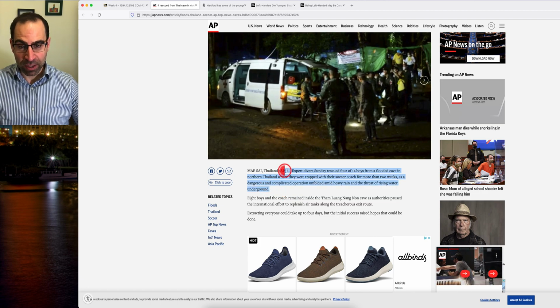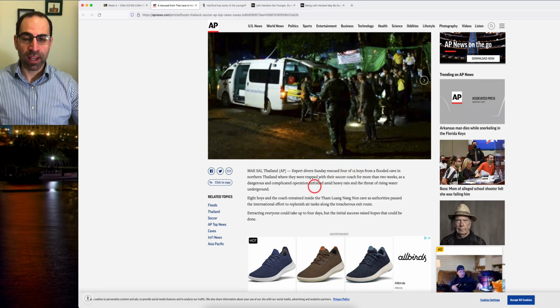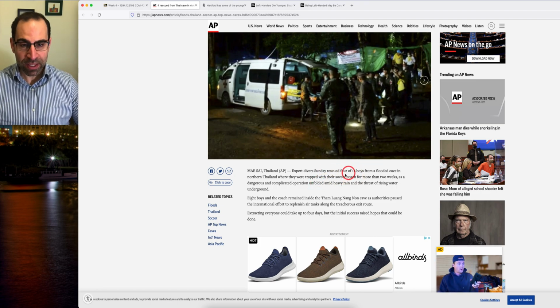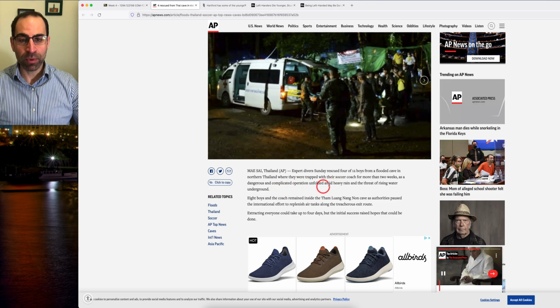Now, I understand that is a long sentence, but let's take a look at what they did in this lead, which is one sentence, one paragraph. Divers rescued or attempted to rescue 4 boys in a flooded cave. So we know who's doing what, right? We know where: northern Thailand. We even know more context, 2 weeks. So why? Well, they've been stuck down there for a while. And we know there's heavy rain, so there's the threat of rising water. We know why they've got to do it right now, right?